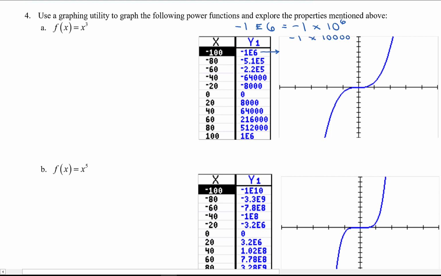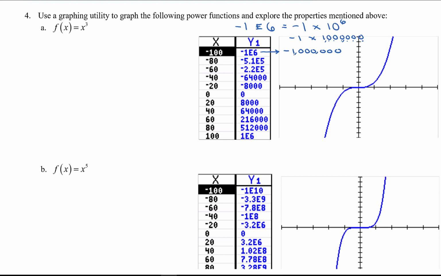let me count the zeros here. 1, 2, 3, 4, 5, 6, 6 zeros. So it's like you have negative 1 times a million, which is going to give me negative 1 million, right? That's a very big negative number. So you can see as x gets larger in the negative direction, the y value gets larger in the negative direction.